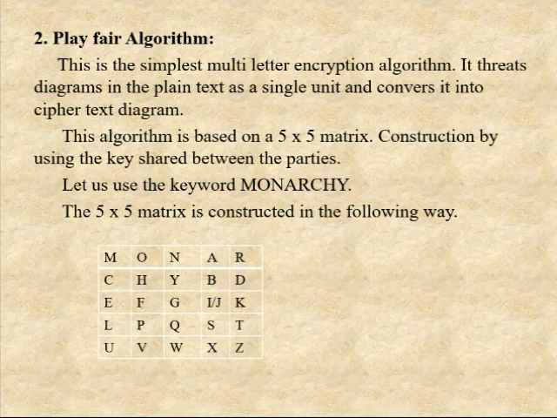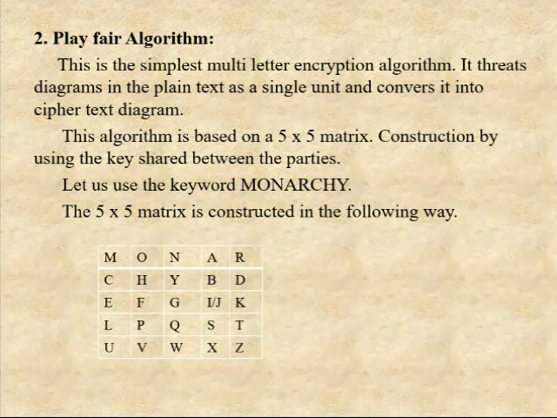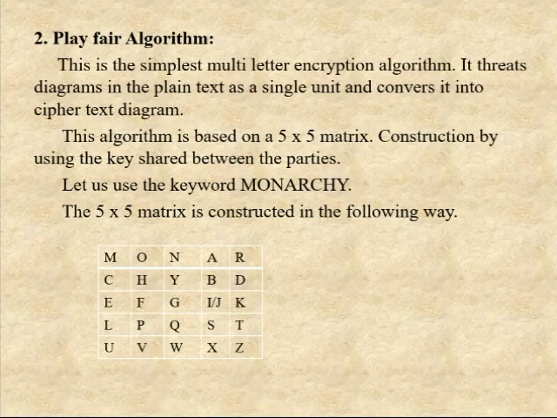The next type is the Playfair algorithm. This is the simplest multi-letter encryption algorithm. It treats digrams in the plain text as a single unit and converts them into ciphertext digrams. This algorithm is based on a 5 by 5 matrix constructed using a key shared between the parties. For example, the key is MONARCHY.